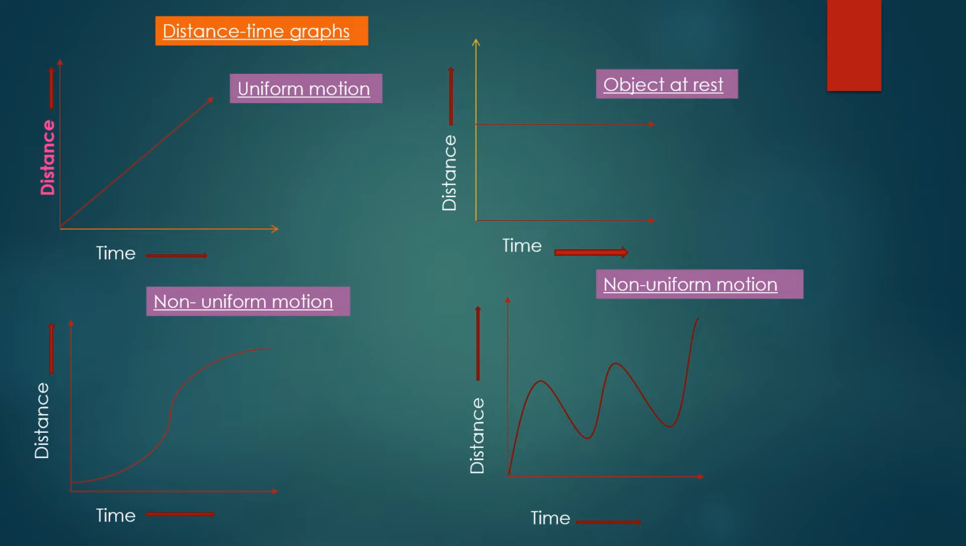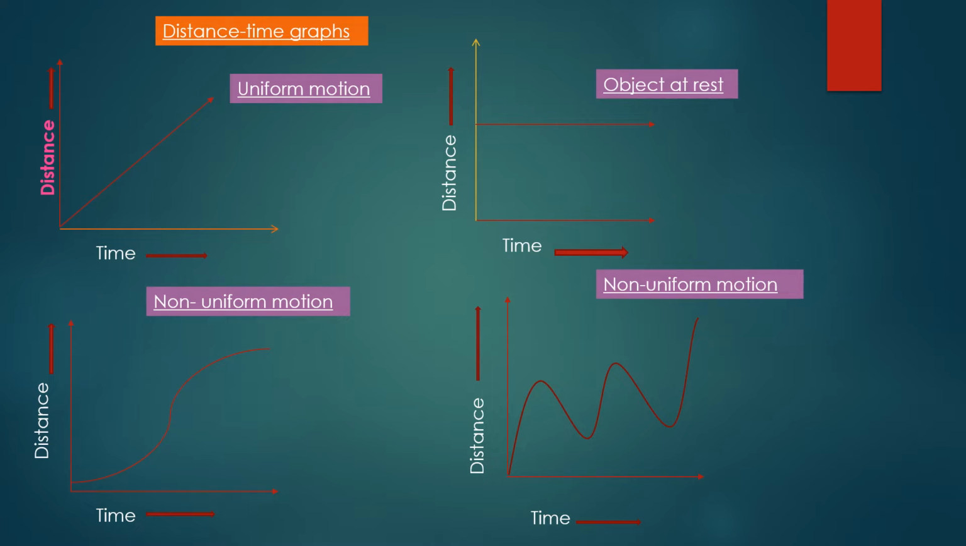Let us have a look at representation. We are going to first see the distance time graph. In the distance time graph, if there is a line running straight diagonal across the x and the y axis, we have what is called uniform motion. That means the object is moving or covering equal distance at equal intervals of time.